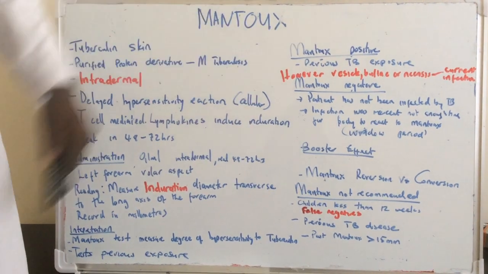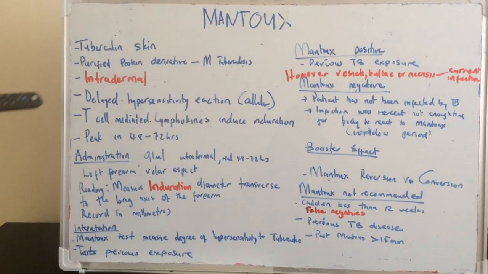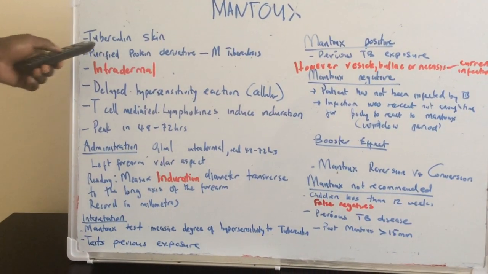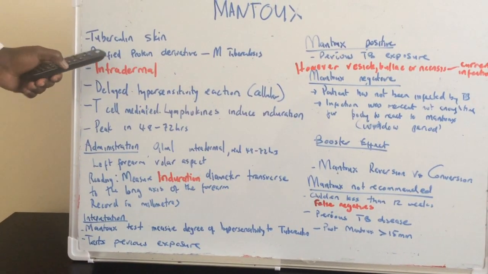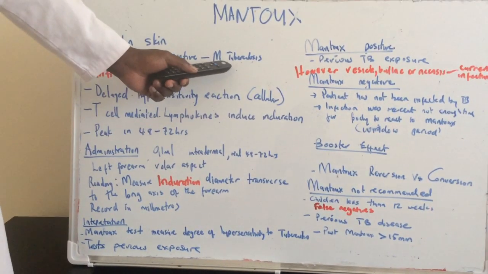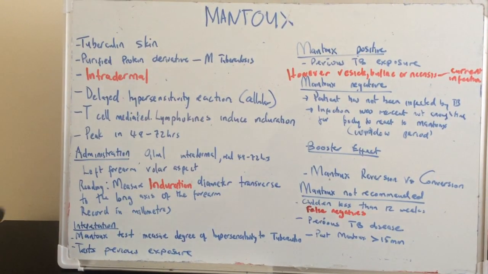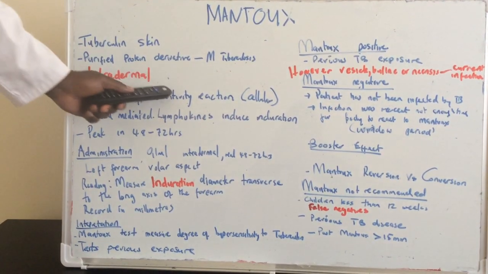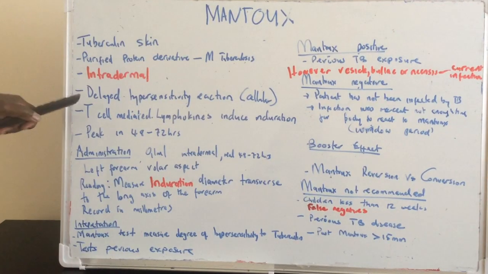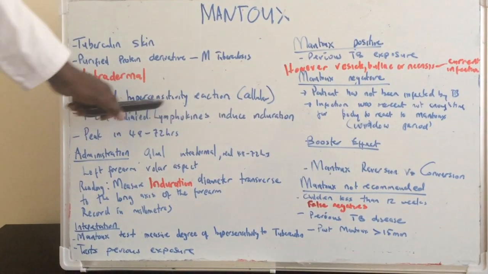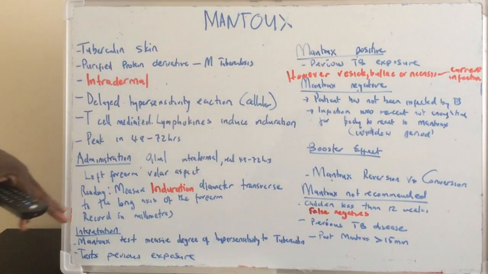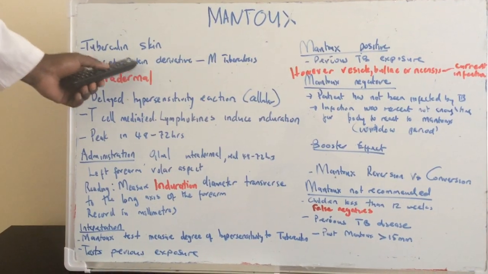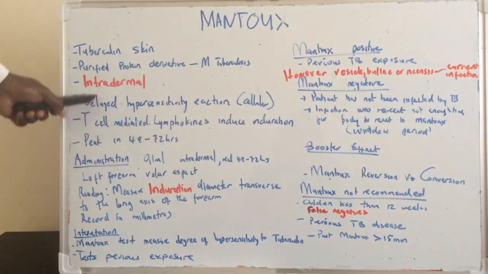So, welcome. We're talking about the Mantoux test, and this is a tuberculin skin test. With the Mantoux, we use a purified protein derivative, which is derived from Mycobacterium tuberculosis, and it's an intradermal injection. So it's put in the skin, and it's a delayed hypersensitivity reaction. It's a cellular T-cell mediated hypersensitivity reaction to the purified protein derivative that we have injected intradermally.